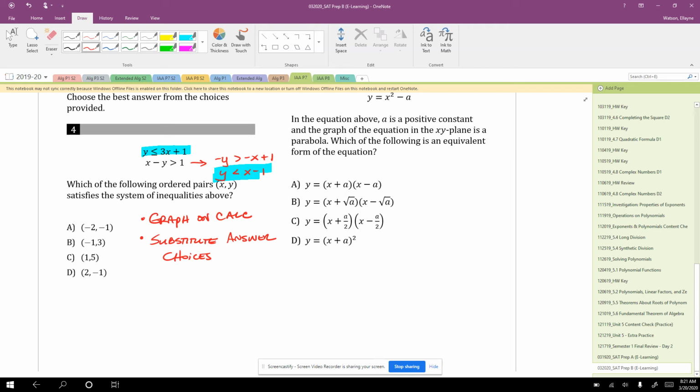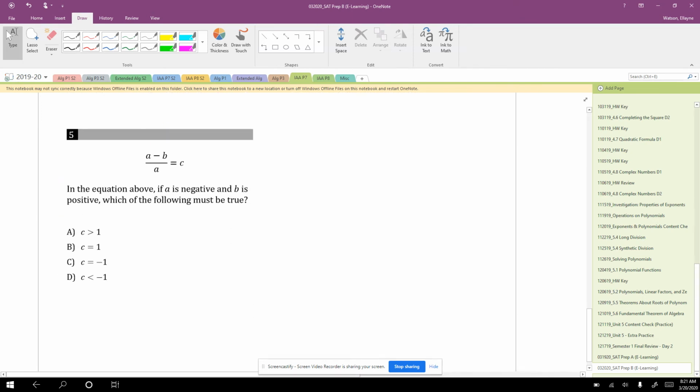Some people like to start with A and just go down. Some people like to go backwards. But you're plugging these in, and remember, if it satisfies the system, it has to satisfy both equations or both inequalities. Turns out your answer here is D. Okay, and that's because this is calculator work, right? You can use your calculator to substitute these in and find that D is the only one that satisfies both. Okay, number 5.